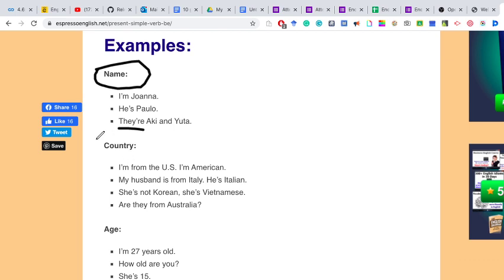With countries, we also use the verb be. For example, I'm from Panama. I'm Panamanian. Or I'm from the US. I'm American. I would say I'm North American because we are all Americans. She's not Korean. She's Vietnamese. Remember the contraction in negative and in affirmative. In questions, are they from Australia? Good. And remember the question mark at the end.